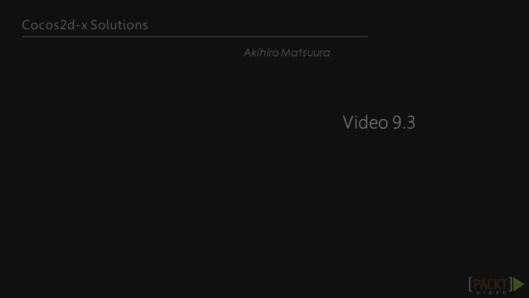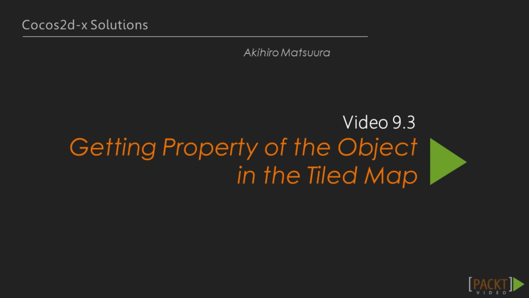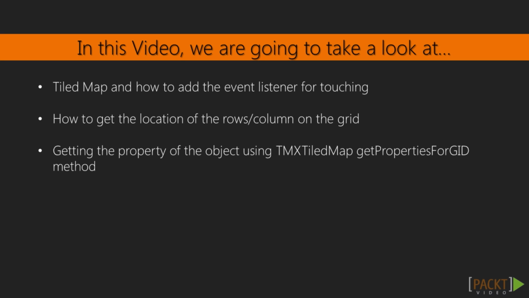In the previous video, we looked at how to use Tiled Map Editor. In this video, we shall learn one more feature to enhance our game features. There are 2 points which we are going to cover in this video. The first point is getting the tiles' row-column position on the tiled map.